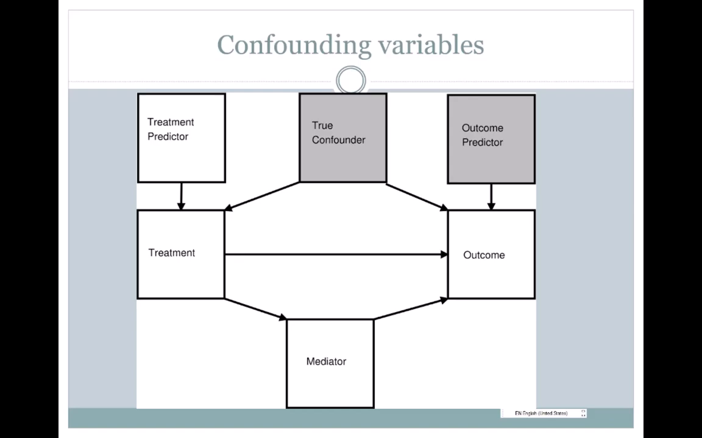So a variable that only predicts the treatment but is not related to the outcome is not a true confounder. Also, you can have an outcome predictor that only relates to the outcome but not to the probability of treatment. Ignoring those variables does not cause bias. Now, there could be a mediator too, which is a variable that is caused by the treatment and has an effect on the outcome.